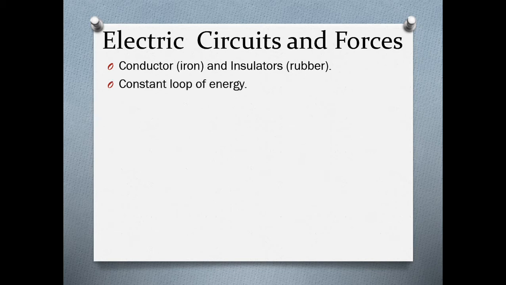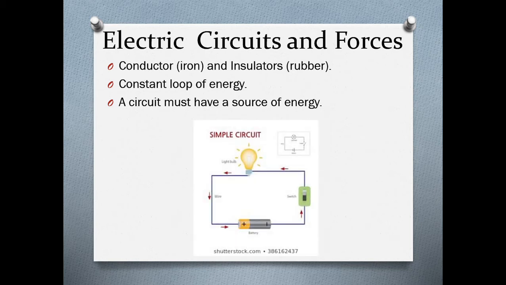Remember that a circuit is a constant loop of energy, and a circuit must have a source of energy. Because, for example, if we have a battery, then that is going to supply the rest of the circuit with energy in order to function correctly. Here we have a very simple example of what a circuit looks like. As you can notice, there we have a battery, and also we have a switch and a light bulb. That is the most common example of circuits. But of course, there are many others and many other kinds.